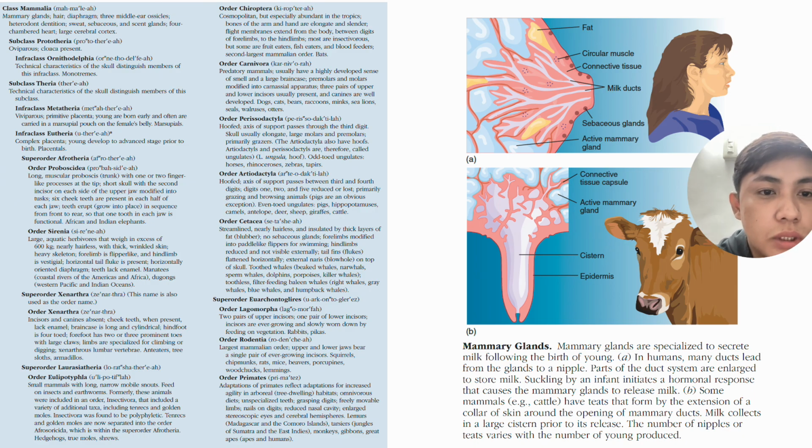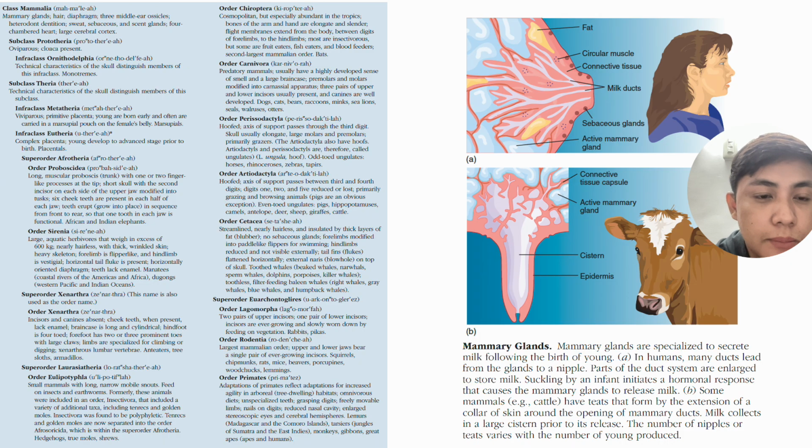Next, you have the order Perissodactyla. They are hoofed. The axis of support passes through the third digit, which includes odd-toed ungulates such as horses, rhinoceros, zebras, and tapirs. Order Artiodactyla. They are hoofed also, but the axis of support passes between the third and fourth digits. The third digit is reduced to one or two and the fifth is reduced or lost. Primarily grazing and browsing animals, which include hippopotamus, pigs, camels, antelope, deer, sheep, giraffes, and cattle.